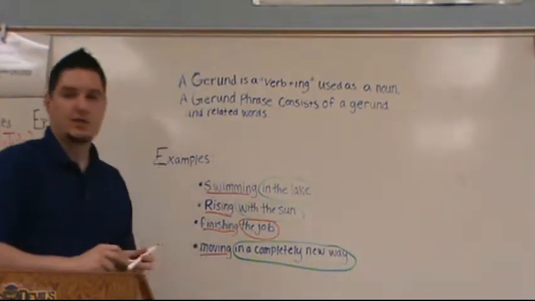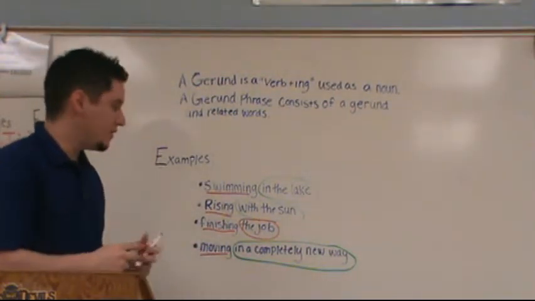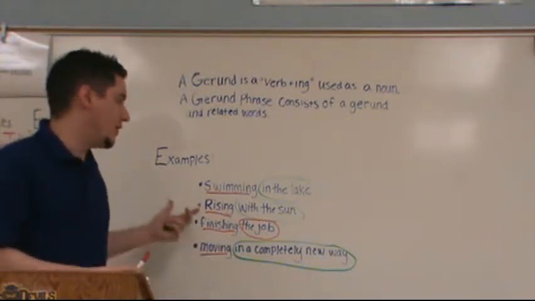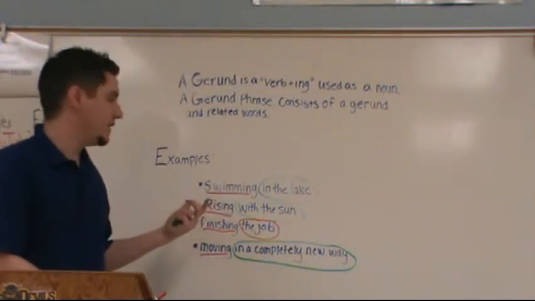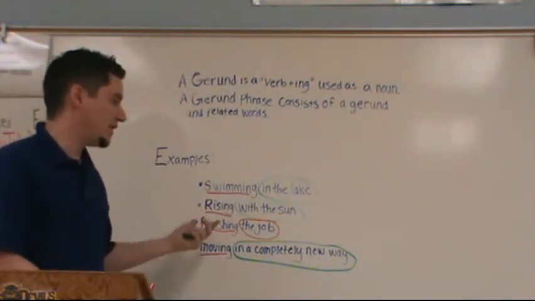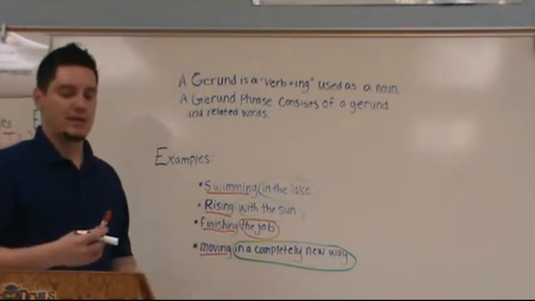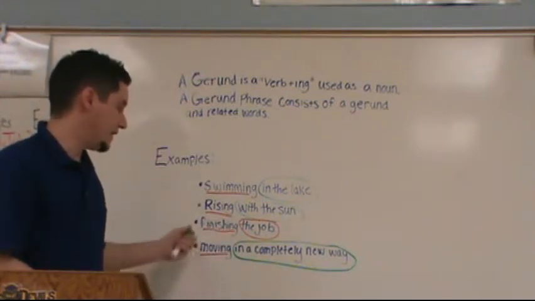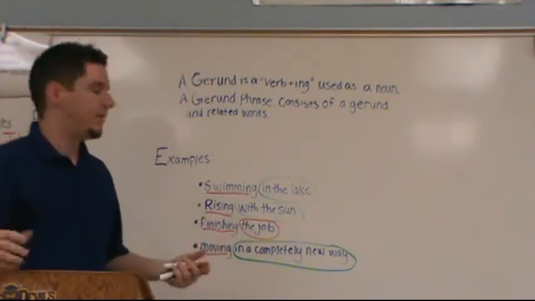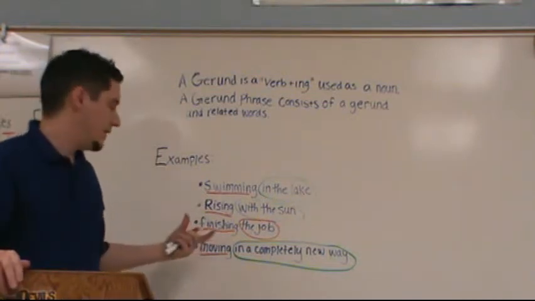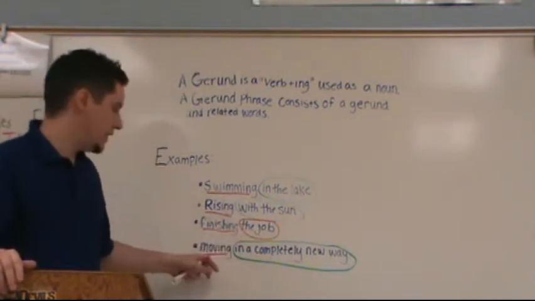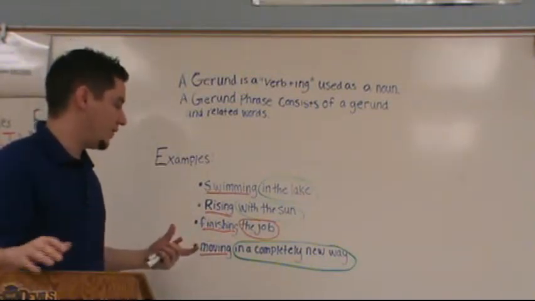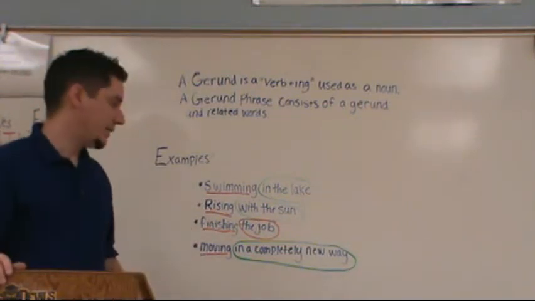And if we look, these are all being used as nouns. Okay, they're being used as things or topics. Right? For swimming in the lake, that's a topic. That is a noun. We don't know what about swimming in the lake. Right? So it's a phrase. The idea has not been completed. Rising with the sun. We don't know who or what is rising with the sun. We just have the gerund and the words that are related to it, making it a phrase. Finishing the job. Right? We don't know what about finishing the job. So it's not a complete idea, but it does have the gerund and some related words. And again, moving in a completely new way. Moving is our gerund, and again, we don't know what about moving in a completely new way.